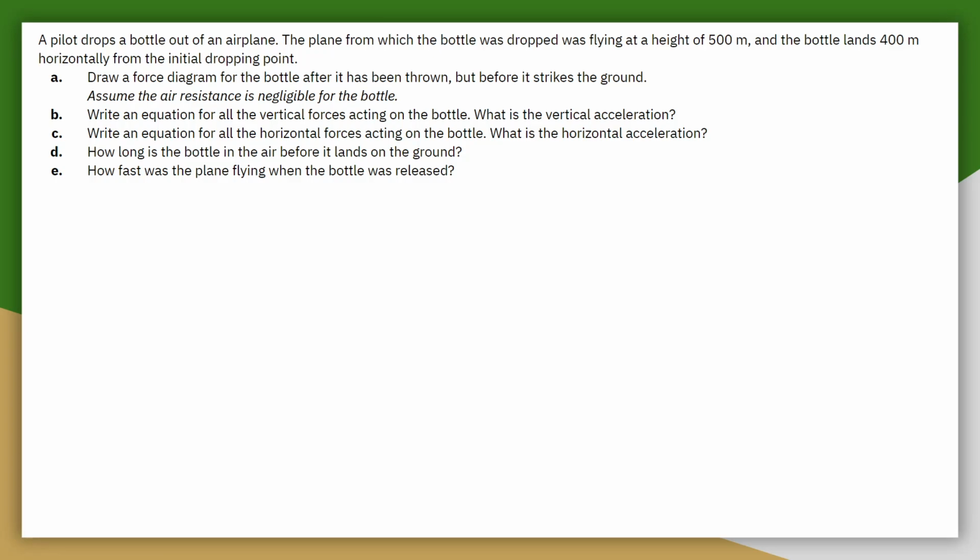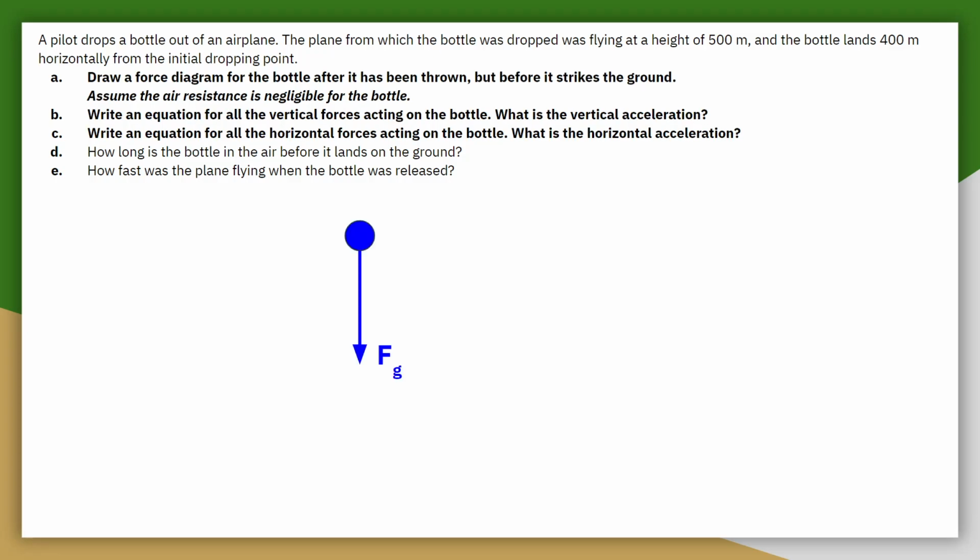C. Write an equation for all the horizontal forces acting on the bottle. What is the horizontal acceleration? D. How long is the bottle in the air before it lands on the ground? E. How fast was the plane flying when the bottle was released?